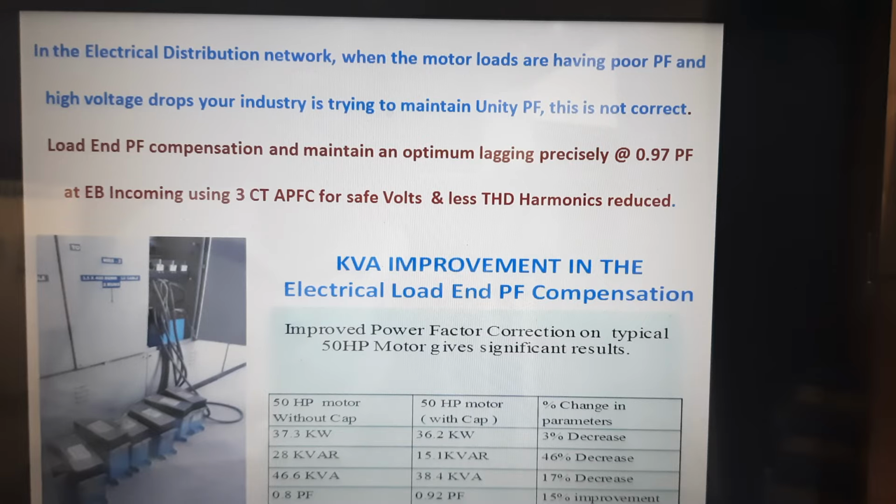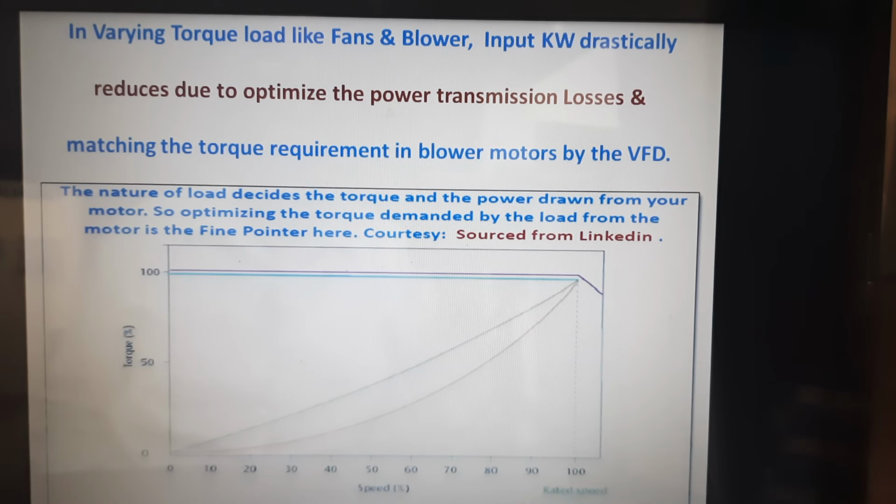At the same time, harmonics is also reduced; current harmonics is already seen as such, observed during our audits. So the KVA improvement: if you see any of these 50 HP motors, after doing the load and capacitor compensation, you can see almost a 3% decrease in the power at the motor end, and the KVA drop is almost 17%. The demand from the motor is dropped by 17%. The power factor also improved from 0.8 to 0.92. So this is how we have to stabilize the power factor from the motor end to reduce the gap. The gap is wide. Let us reduce the gap.